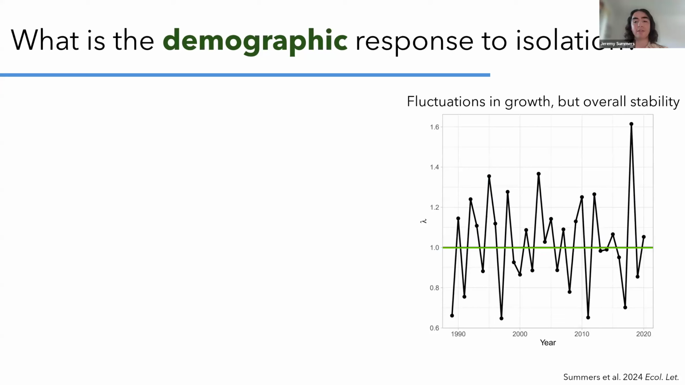We can start by looking at the population growth rate over the past 30 years, shown with this black line. The growth rate fluctuates around 1, which is stability, meaning the population alternates between growth and decline.